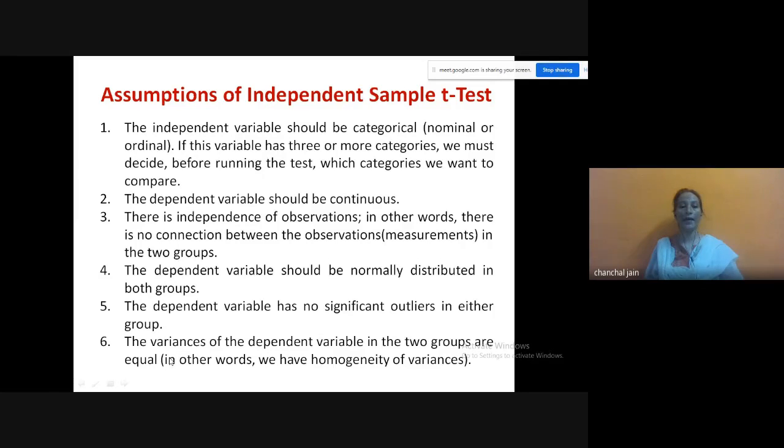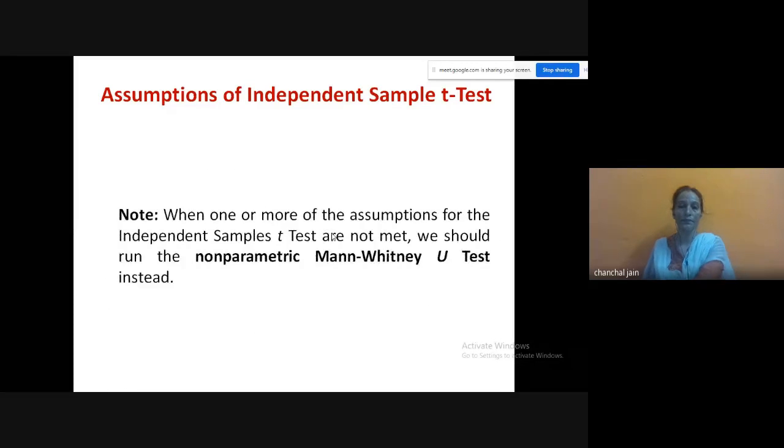Next one is that the variances of the dependent variable in the two groups are equal, that is, homogeneity of variances should be there in both the groups. If the groups, male and female, both show the same variances, that is homogeneity of variance. All of these we will check one by one when we move towards SPSS.